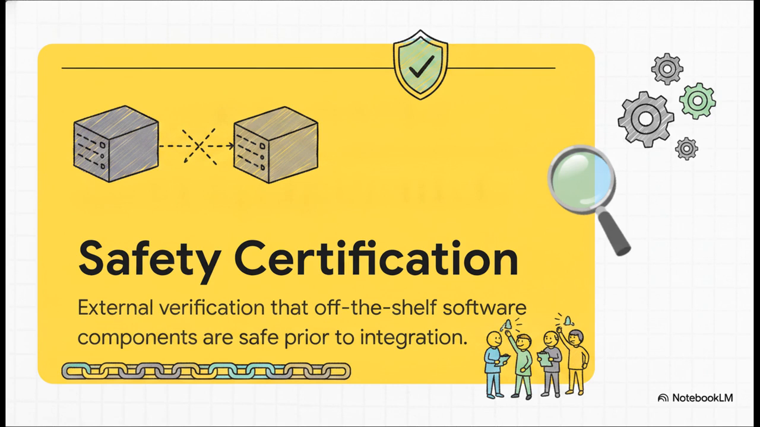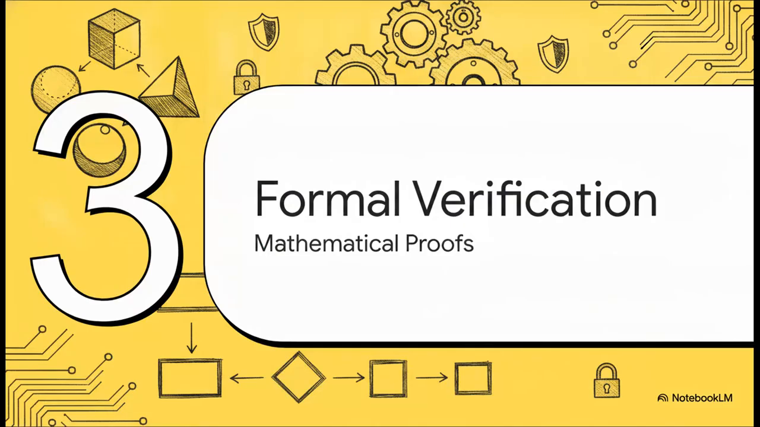To quickly recap, our core human-led activities revolve around tracking accountability in the hazard register, catching bad assumptions through safety reviews, and verifying external code via safety certification. Let's look at Section 3, Mathematical Proof, also known as formal verification.